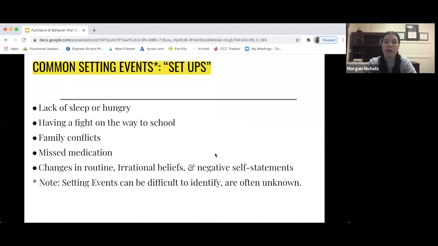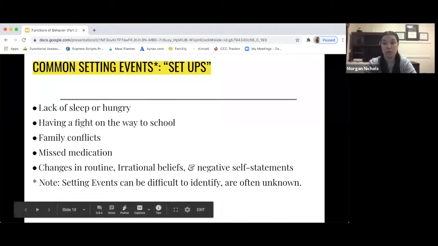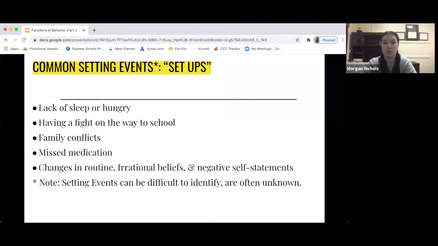Now, I do want to point out that setting events can be difficult to identify, and sometimes they're unknown. But if we get a chance to know what they are, then they can be very useful in understanding what the function of the behavior is, or why that behavior is occurring. So that's why I wanted to make sure I took the time out to talk about them. That can be very powerful if you do know what the setting event is.